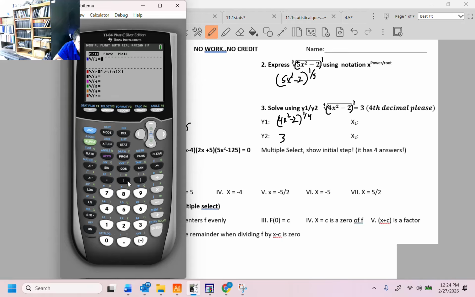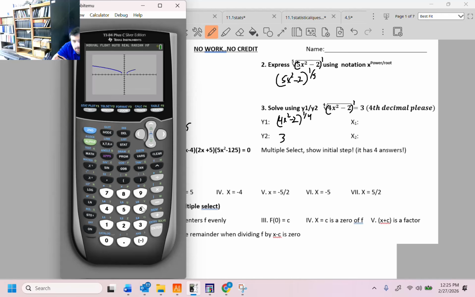Anywho, what do we have here? We have parentheses 4x to the second minus 2, to the 1/4 power. And in y2 we have a 3. And then we do a zoom 6 because that's what we always do, right? So that's what we're going to do, and then we're just going to wait a minute.